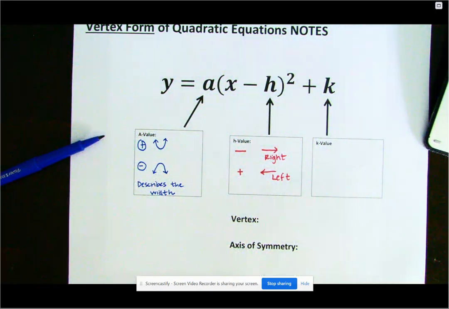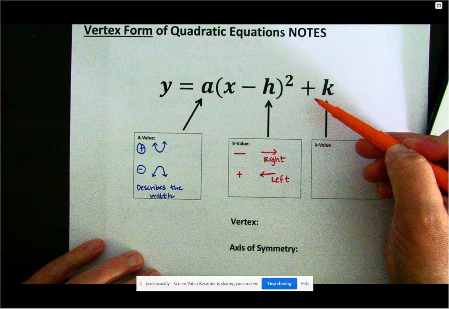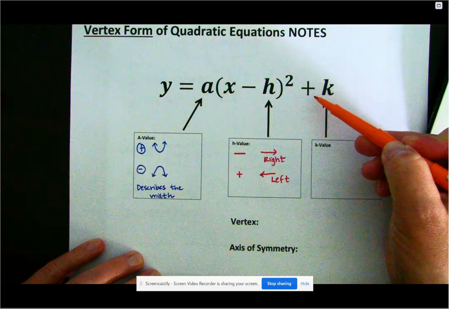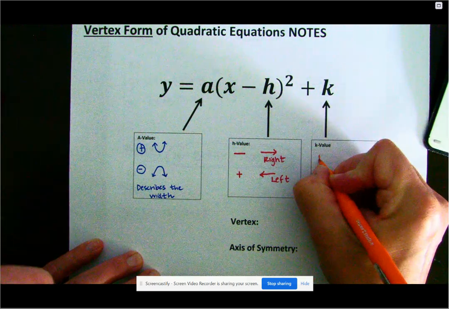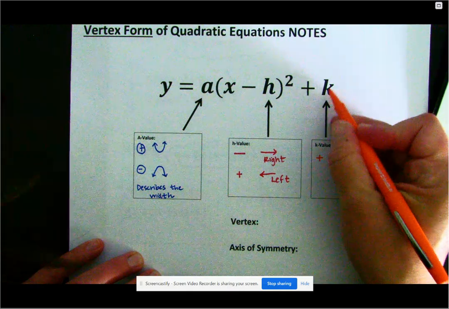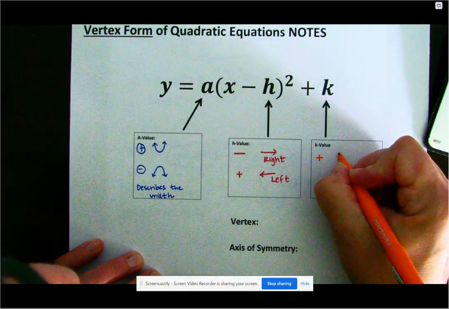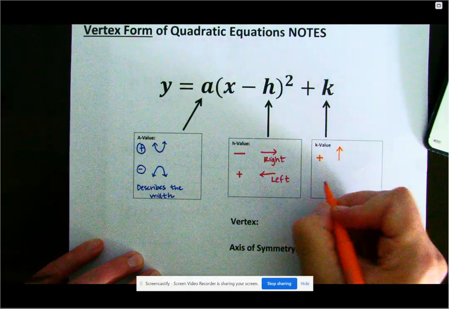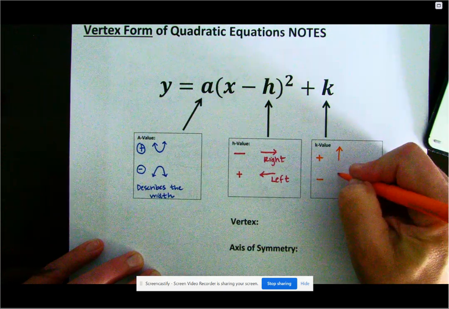Finally, the k value tells you how much up or down. Since the equation has a plus sign in front of k, it's what we would think it would be. Plus means whatever number this is, that's how much it moves up, and minus would be how much it moves down.